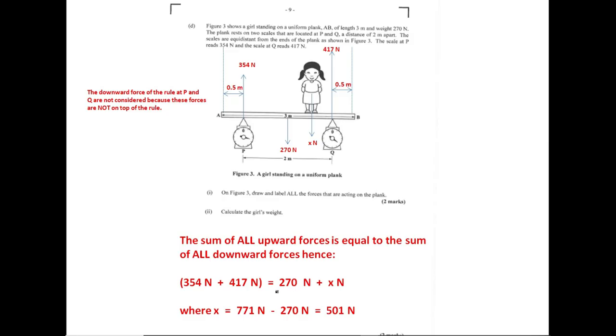You subtract 270 from both sides, and this total will give you 771, which you see here. Subtract 270 here as well, and you will end up getting 771 minus 270, because this is going to cancel out, and that will give us x. So x will equal 771 minus 270 newtons, and we'll get 501 newtons, which makes sense. Okay, so that is her weight.